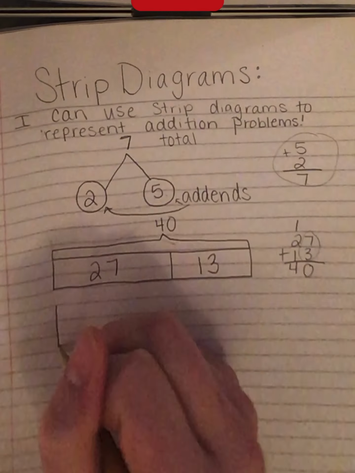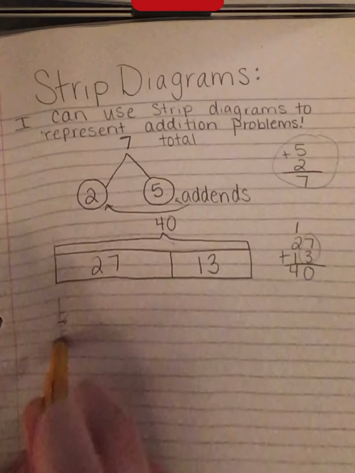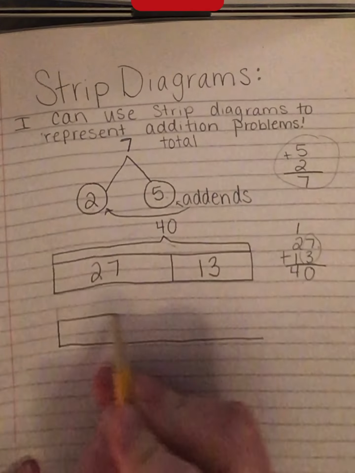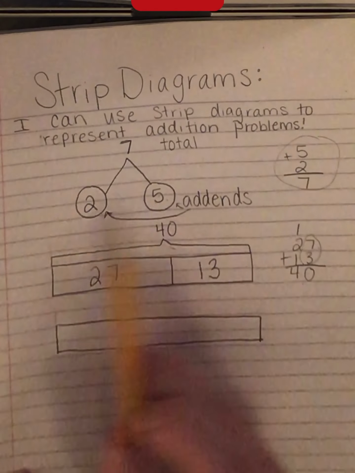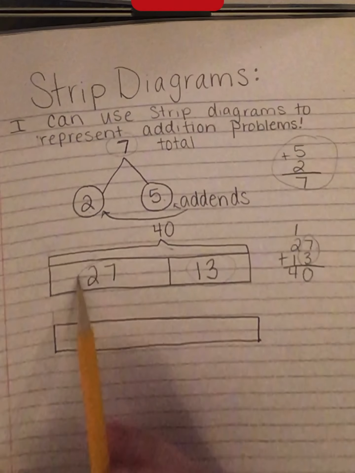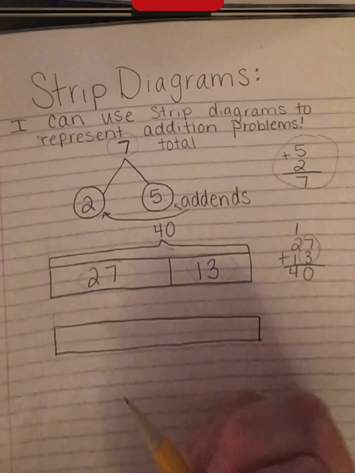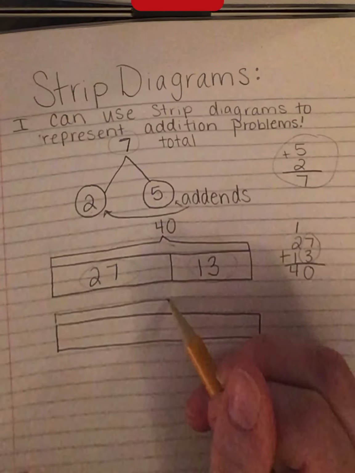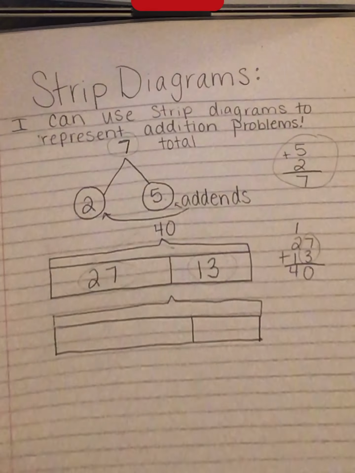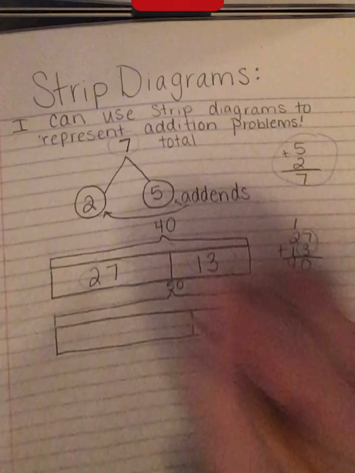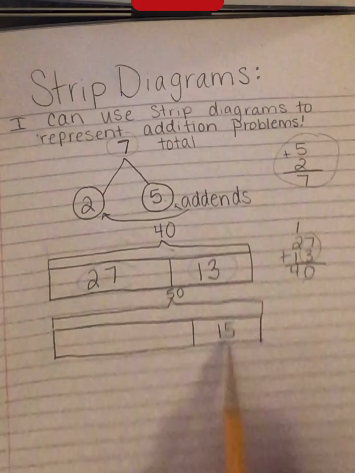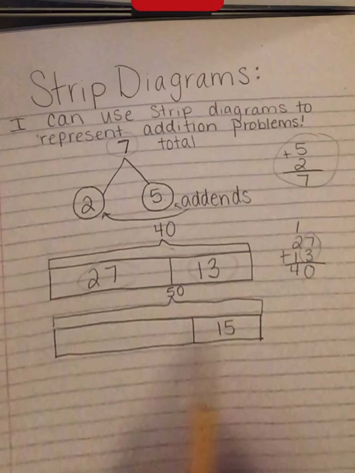Let's do one more. In this case, let's say that we are missing an addend. So in our math mountain, these two are our addends and this is our total. In our strip diagram, 13 and 27 are my addends, and my total goes on top. I'm going to have my total be 50. And let's say we know the number 15. We know that one of our addends is the number 15. Well, how would we figure out how we get from 15 to 50?